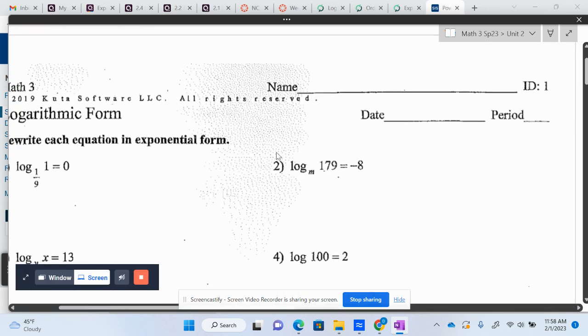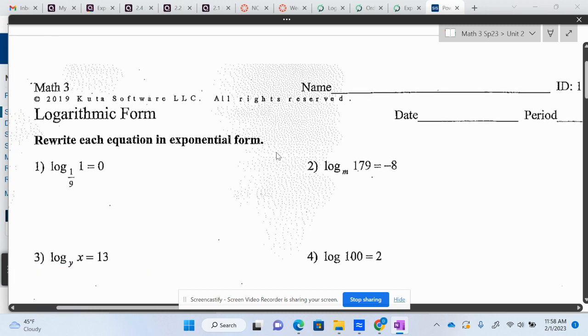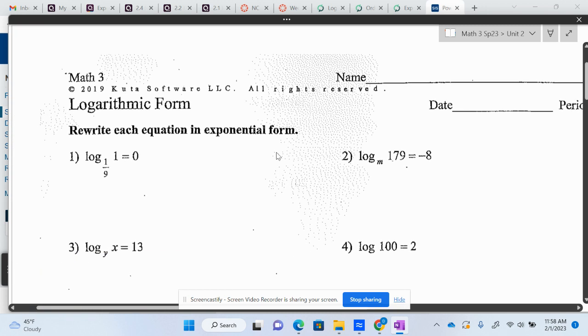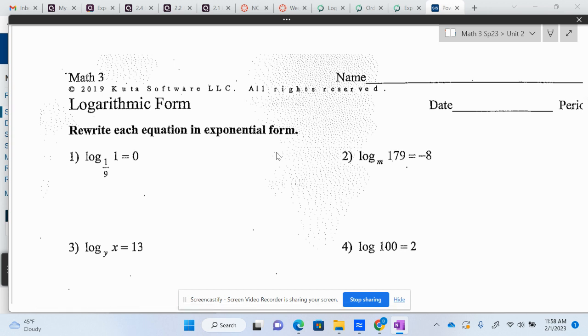Okay. So for the first couple of questions, all we're doing is going from log form to exponential form. So this is already solved for us. What is the base? This is already solved, so you can't put this in your calculator. You're going to get the same answer. What is the base, Chris?